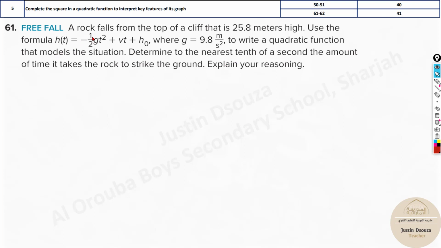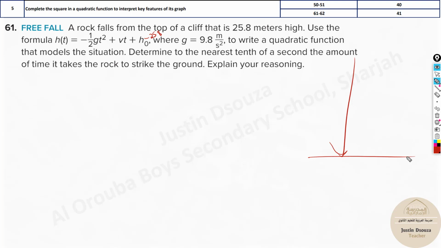Now over here, this is a different type of problem. Let's quickly go through this. A rock falls from the top of a cliff that is 25.8 meters high. Now this h naught is given over here. Let's write one by one. This is 25.8. Use the formula h of t given over here, the equation where g is 9.8. That's the standard. Write the quadratic function that models the situation. Determine to the nearest tenth of a second the amount of time it takes the rock to strike the ground.